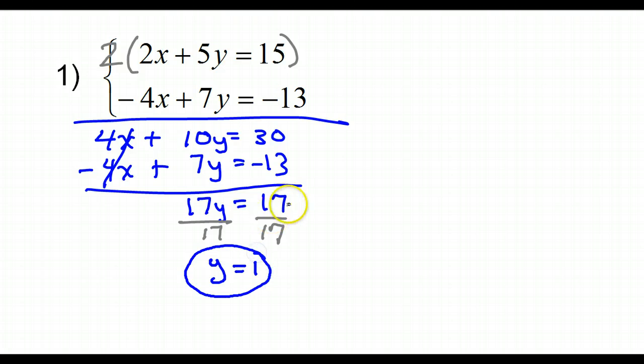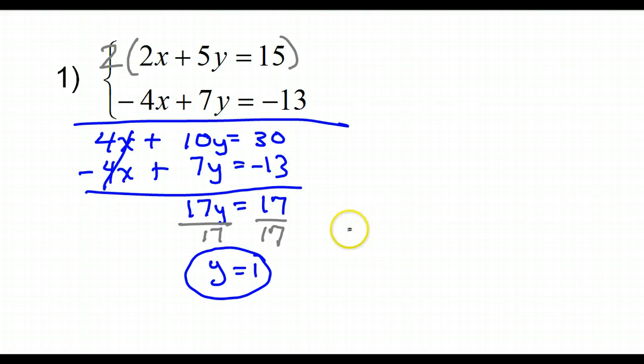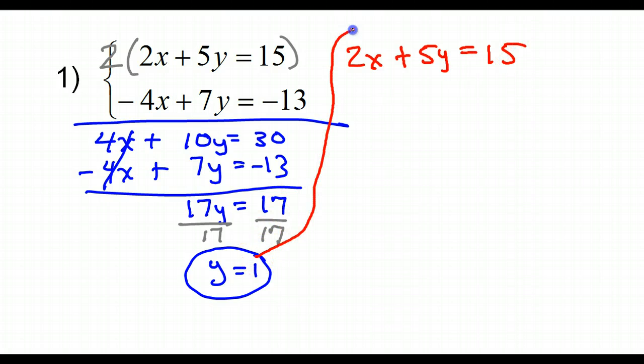So that's one of the values that I need. All right, but I'll keep going because I need x as well. So I can get x by taking this y and plugging it into one of these equations. I'm just going to use the top equation. I'm liking it, so that's going to be 2x plus 5y is equal to 15. So if I take this y equals 1 and put it in there, this is going to become 2x plus 5 times 1 equals 15.